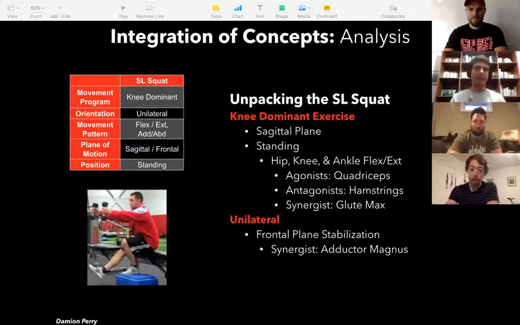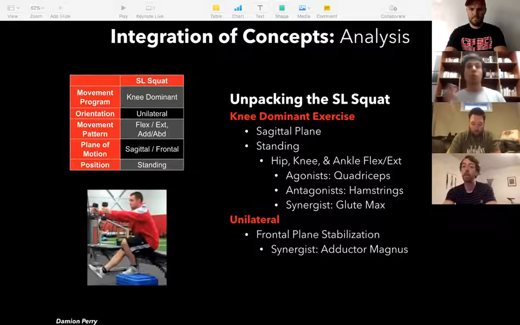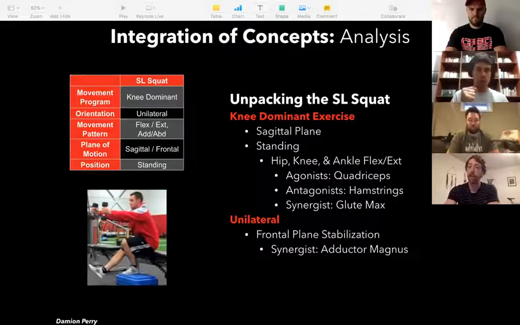So our synergist for this movement is going to be our adductor magnus, because what's going to pull us over the top of that leg that Kevin is standing on? Our adductor, right? It's on the inside of our leg. Our adductor is going to pull us over to help orient us to be straight up and down over that leg that's doing the squatting.